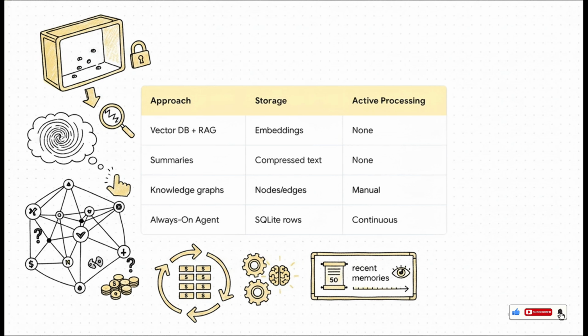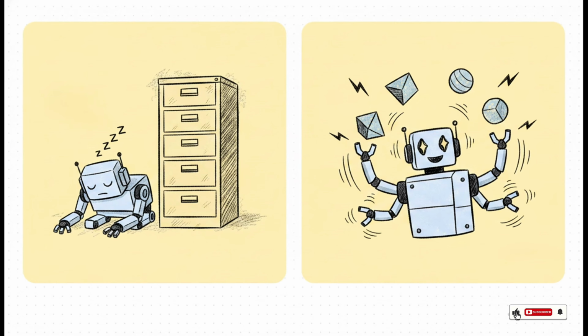But then consider the always-on memory agent. It uses structured SQLite rows and performs continuous consolidation. The only real limitation noted right now is a query read limit of up to 50 recent memories at a time. Let's explicitly contrast the two major players here.